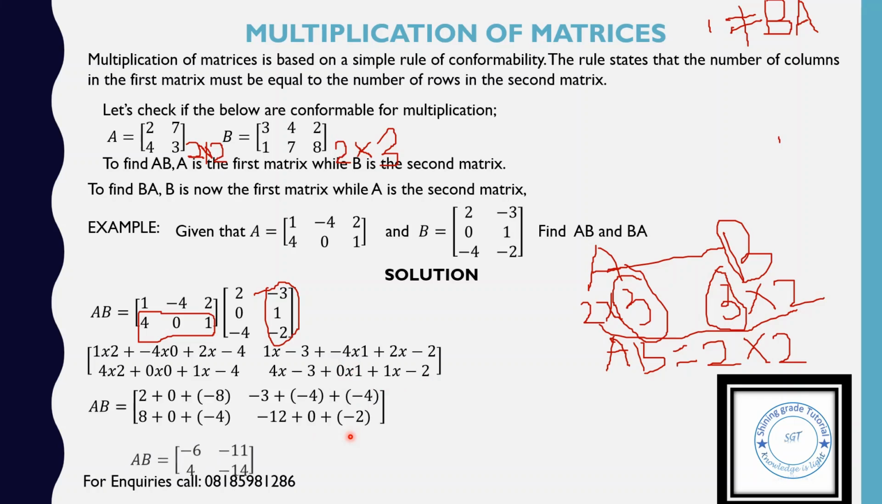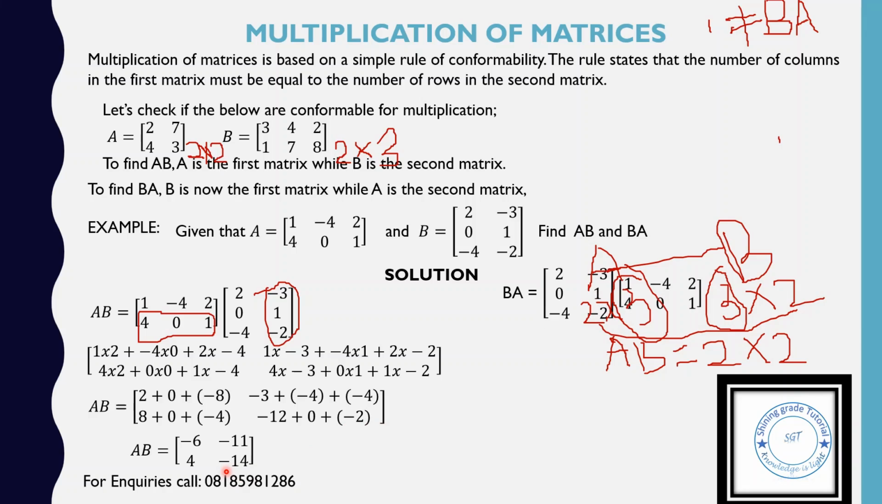So we can have our final answer: 2 plus 0 plus minus 8 is minus 6. Minus 3 plus minus 4 plus minus 4 is simply minus 11 if you sum that. 8 plus 0 plus minus 4 gives us 4. You can sum that using your calculator, or if you are fast at calculation, you simply get that. Minus 12 plus 0 plus minus 2 gives us minus 14. I think we are done on multiplications.